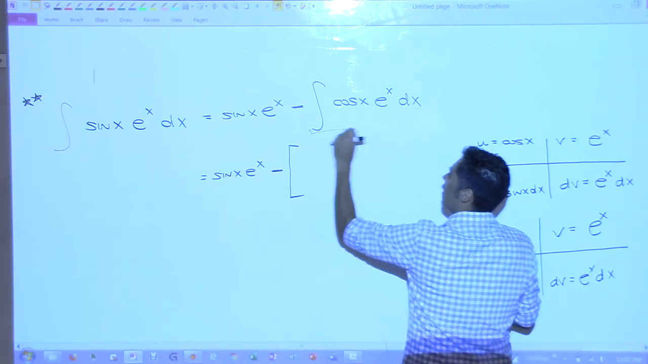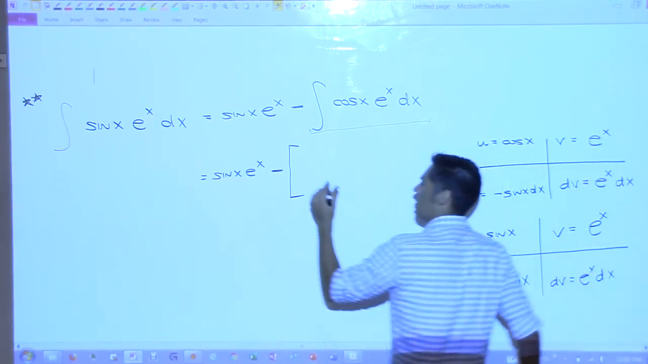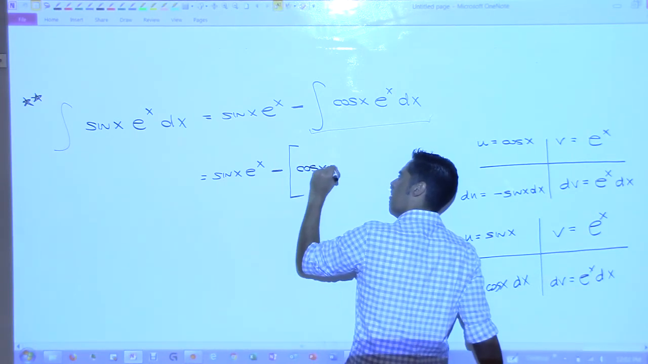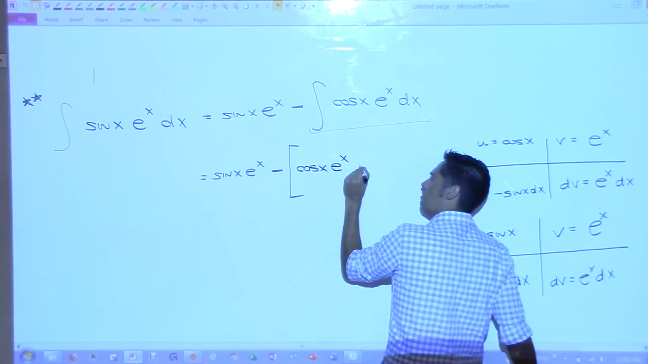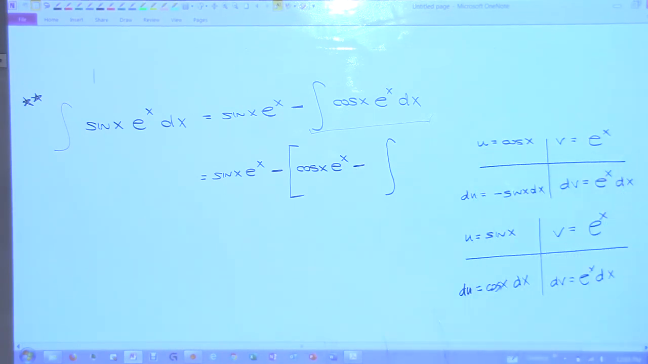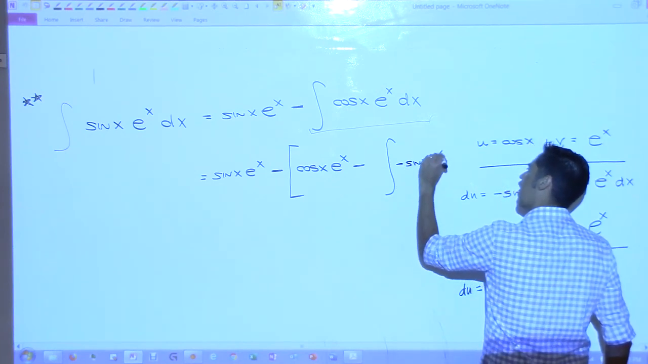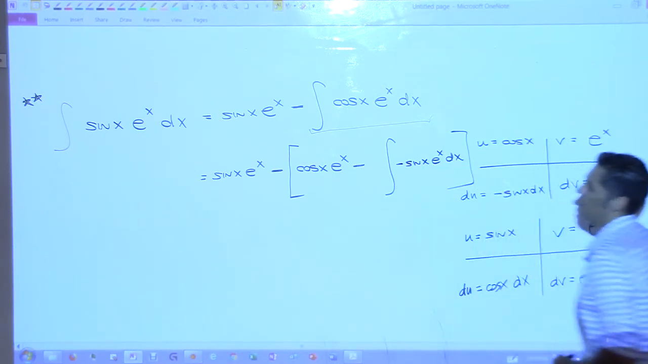This integral is going to become the u v minus integral of v du. Okay, so what is it? It's cosine x, e to the x. Now you're minus. Integral, minus, minus, e to the x times sine of x, right? But it's minus, right? Everyone agree? We're going to have minus. So I'll write down, minus sine x e to the x dx, close the bracket. All right, that's where we are, yes?